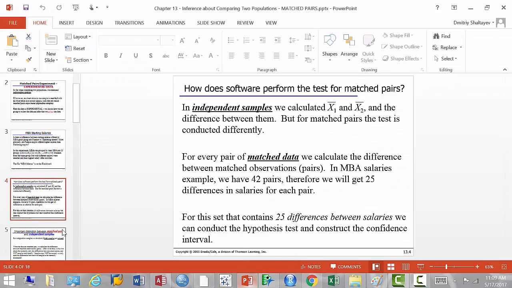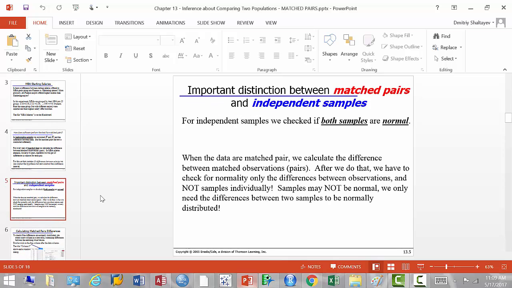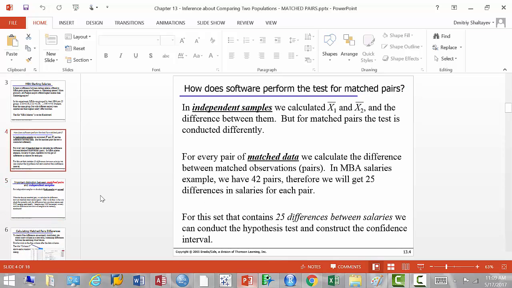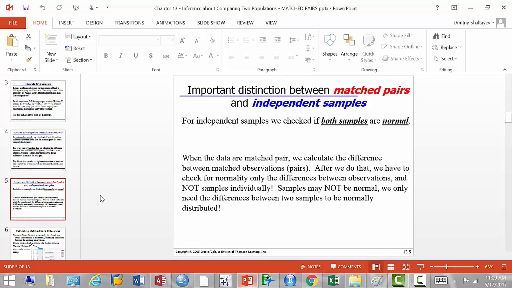Okay, now let's take a look at how exactly the test is done. Let's actually talk about the required condition. Every time you're testing hypotheses in statistics, there is a certain condition that you have to satisfy. In our previous analysis, when we talked about independent samples, what did we say? That you can use the t-test for independently collected data if sample number 1 is normal and if sample number 2 is normal.